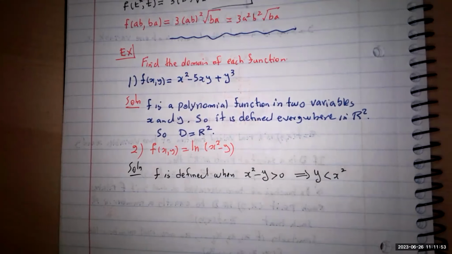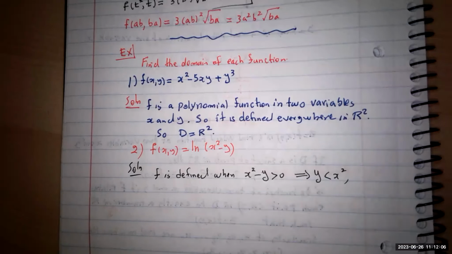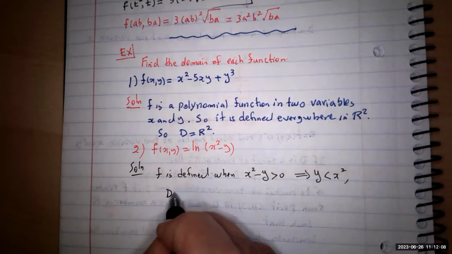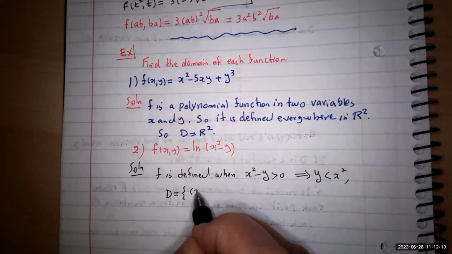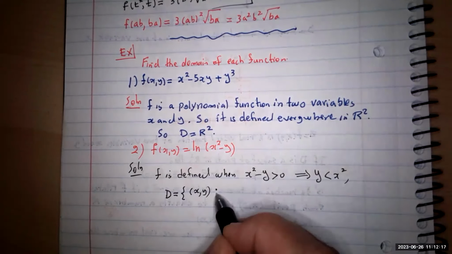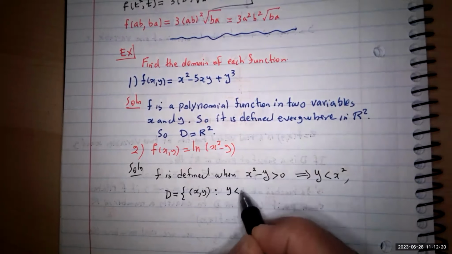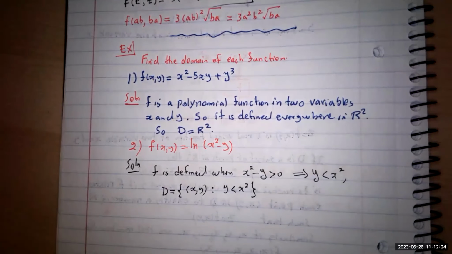You are not done. You have to give us a domain as a set, as a subset of R2, as a collection of points. Otherwise, you haven't described it nicely. So domain, this is the way you write it down. Domain is a collection of points, x comma y, collection of points in R2 with one condition. The condition is y is less than x squared. So this is the way you're going to give us a domain.